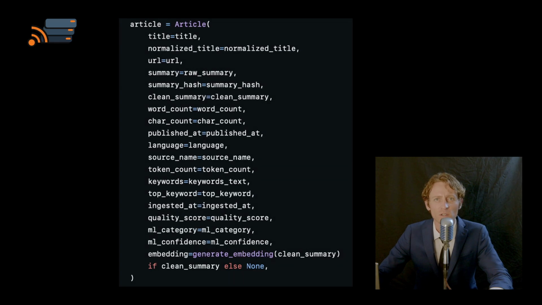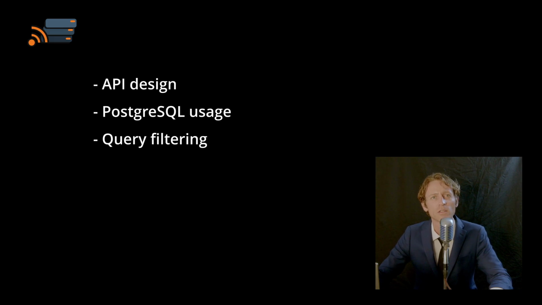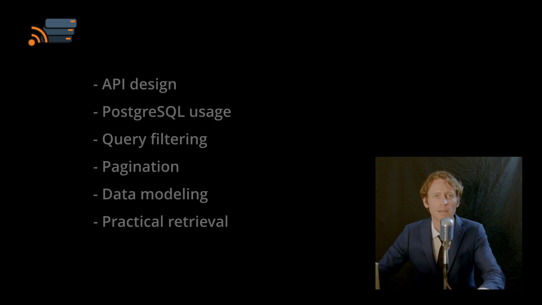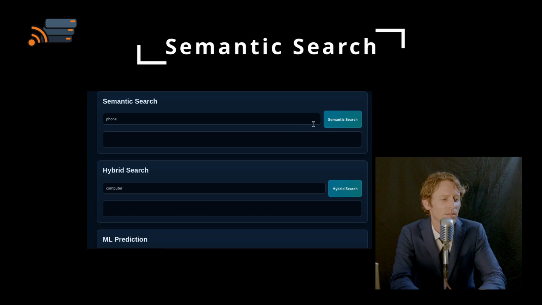The system stores structured article metadata including title, source, summary, keywords, language, quality score, machine learning category, confidence score, search vector data, and embeddings. The backend exposes this through API endpoints, and the front end gives a simple way to demonstrate the retrieval behavior. This portion of the project demonstrates API design, Postgres usage, query filtering, pagination, data modeling, and practical retrieval workflows. Next is semantic search.